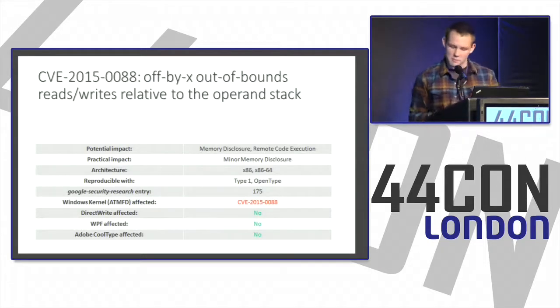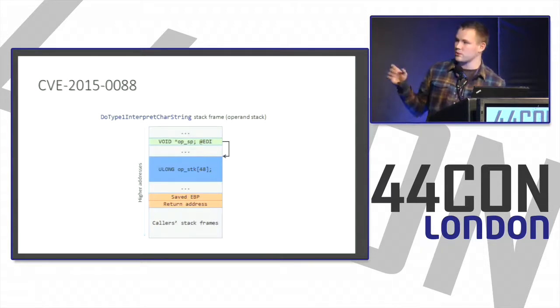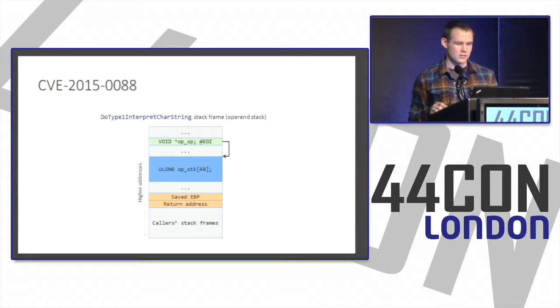Then there was another easy bug, Windows only. If you look at the stack frame of the interpreter function, you can see that there is a local array called OP_stack, and that is the actual original symbol taken from the debug messages. And it is used to store all of the PostScript operands inside of it. And then we have a pointer which moves inside of this buffer.